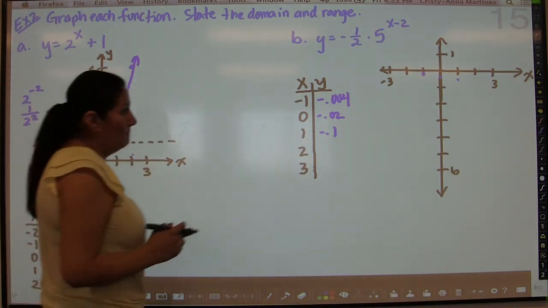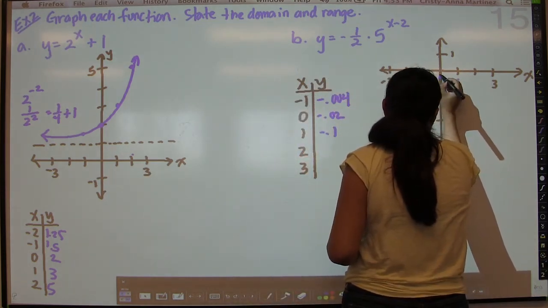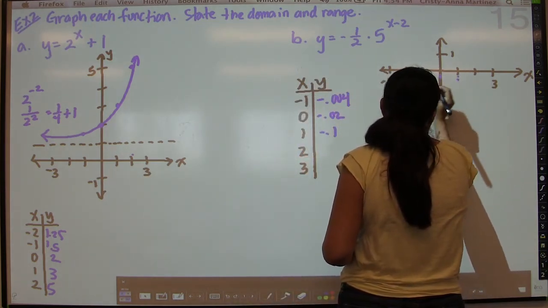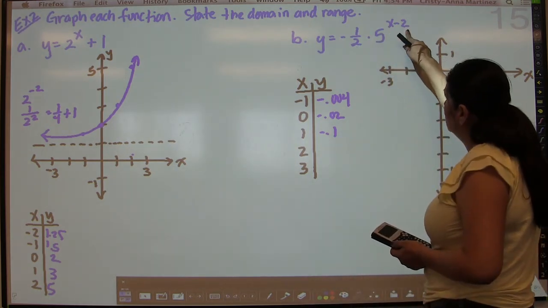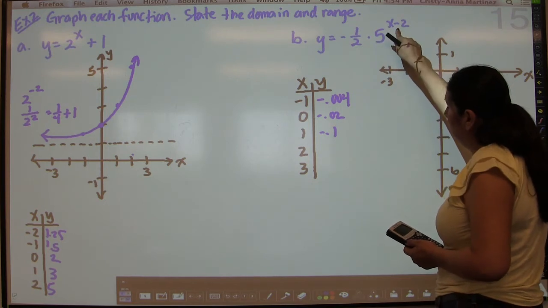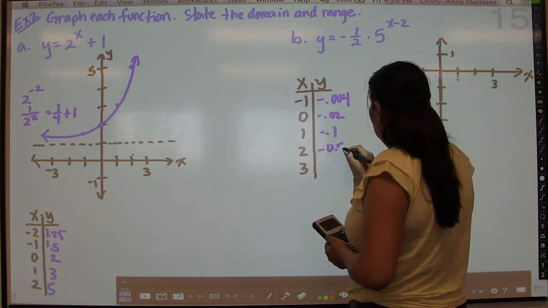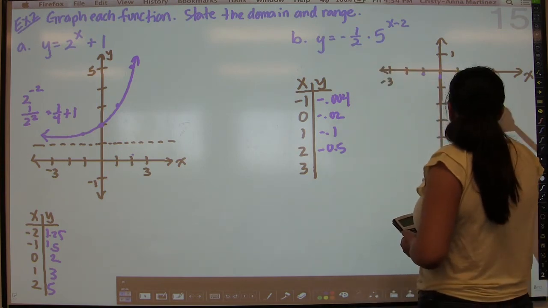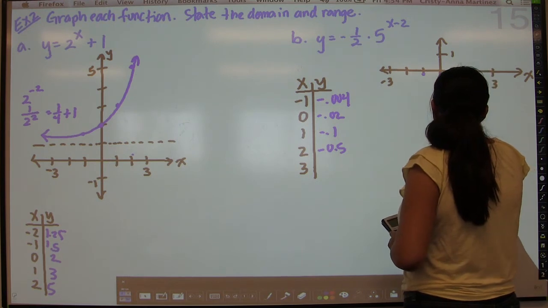And so I'm trying to get these guys as close as I can to where I want them to be. Okay, and then 2. So we're going to get 5 to the 2 minus 2, that's 0. So 5 to the 0 power is going to be 1, and 1 times -1/2 is -1/2. So the 2 we're going to be right here. So we're going to delete that little guy.